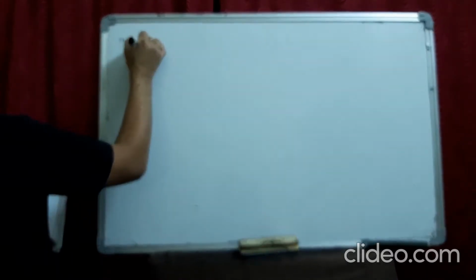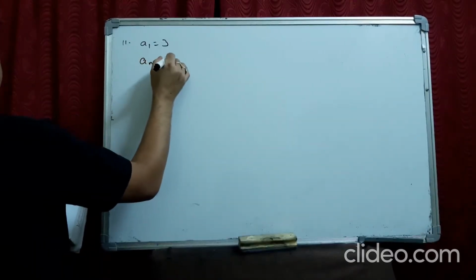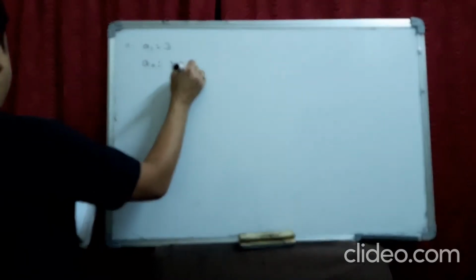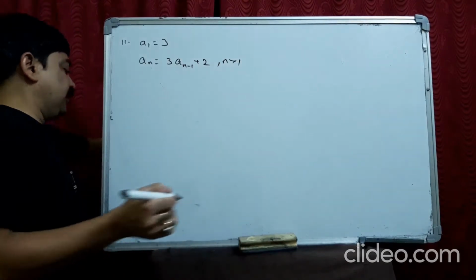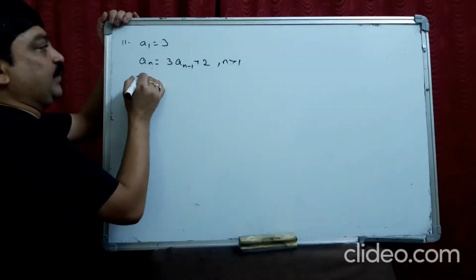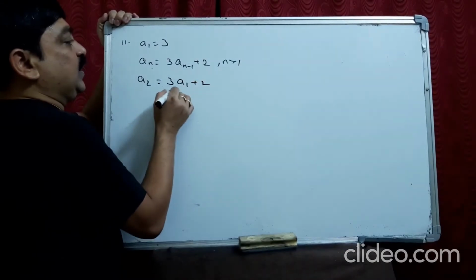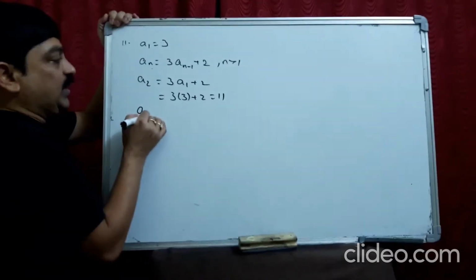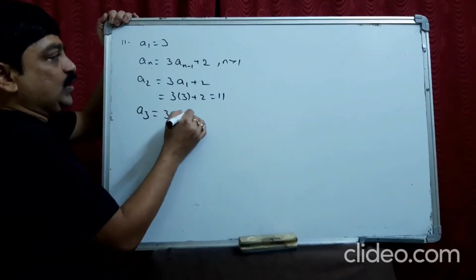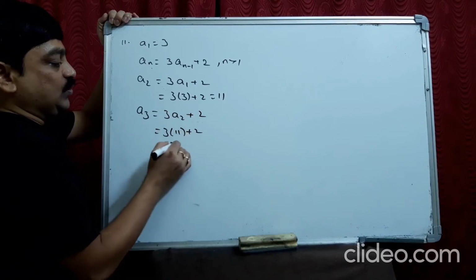For the 11th one, a1 is 3 given and an is given as 3 into an minus 1 plus 2 for n greater than 1. That means it will be a chain process. If I want a2, it will be 3 into a1 plus 2. 3 into 3 plus 2, 9 plus 2, it is 11. If I want a3, 3 into a2 plus 2. 3 into 11 plus 2, 33 plus 2, 35.